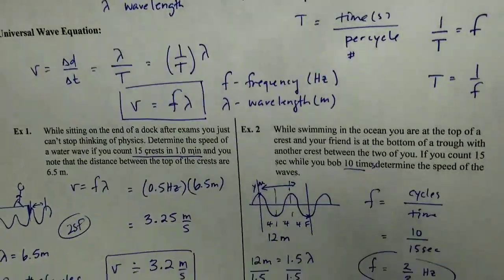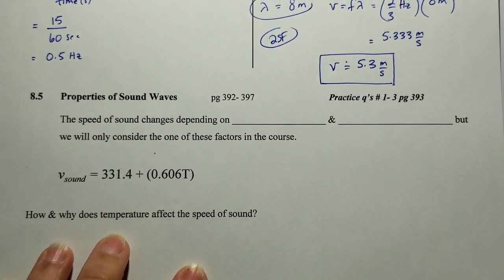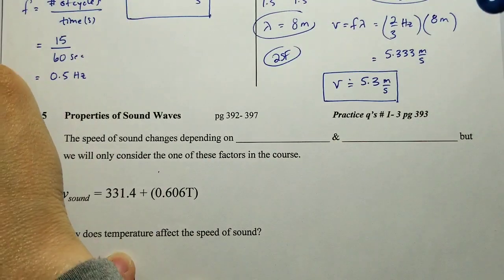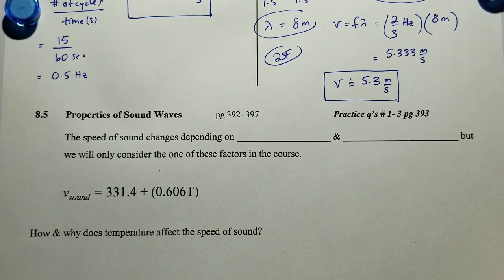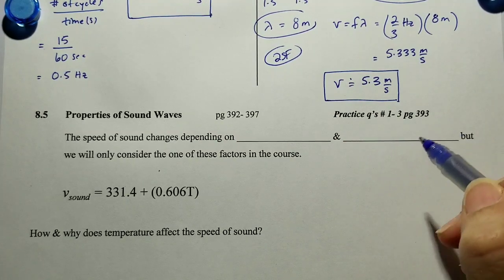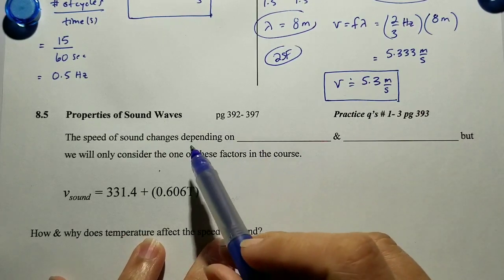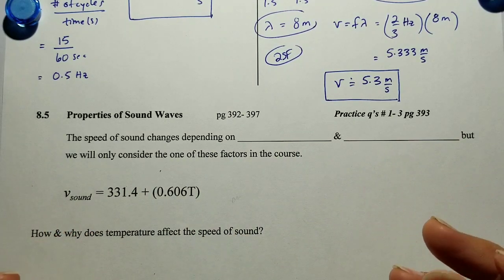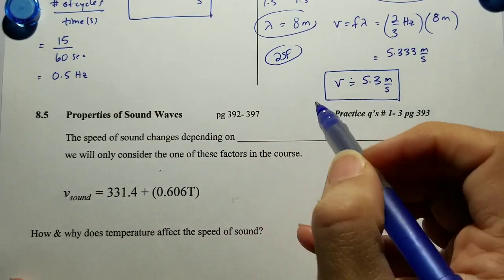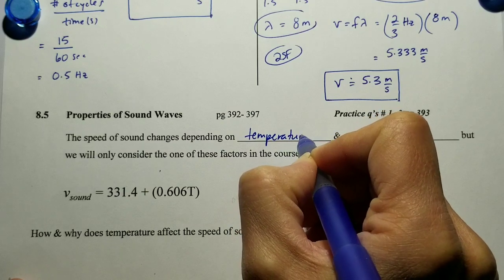All right, so we're going to go on to properties of sound waves. Okay, so properties of sound waves. All right, so the speed of sound, well, first of all, sound is a wave. It needs a medium. It needs air. I don't know if you ever played the game in water where you yell at each other under the water and you try and guess what each other's saying. But sound needs a medium. So if the medium changes, the speed of the sound changes. So the speed of sound changes depending on the temperature.